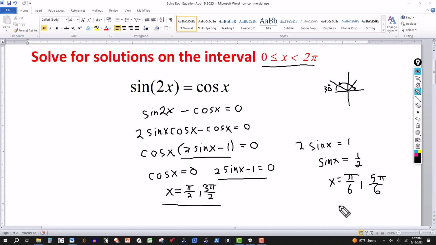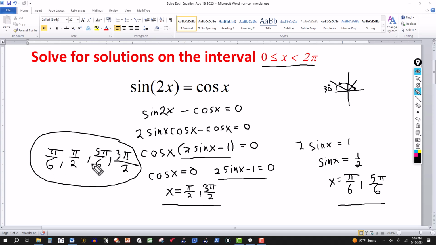So these are your solutions. We can put them all together. Pi over 6, pi over 2, 5 pi over 6, and 3 pi over 2. So these are your solutions.